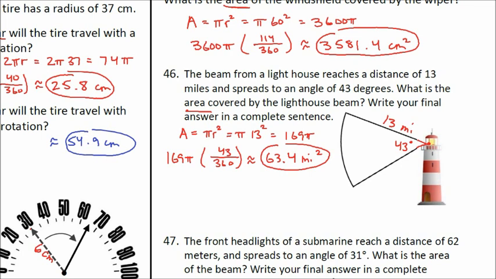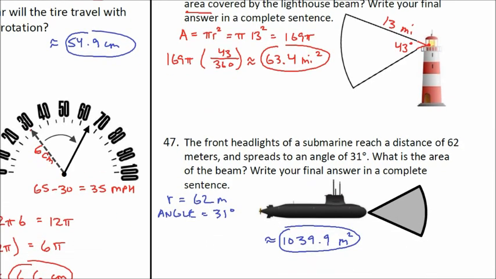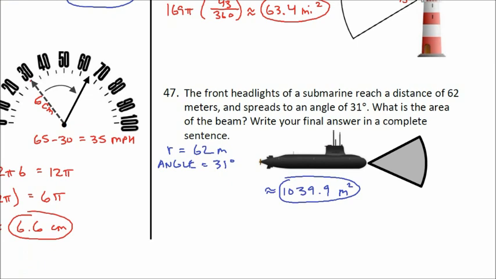Alright, question number 47. Pause the video. Try to do number 47 on your own. And I'm going to scroll up now. Hopefully you've attempted this. Here is number 47. Headlights of a submarine. We know how far the beam travels, and that's going to be 62 meters. That's our radius. And then our angle is going to be 31 degrees. That's our central angle. And plug those in, follow the same steps you did in 46, and you should get approximately 1,039.9 miles squared. And that is the end of this video.